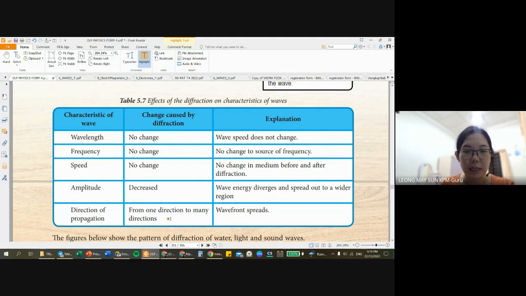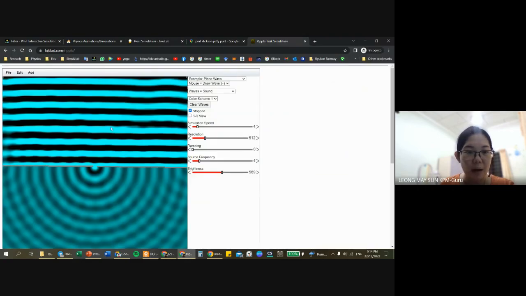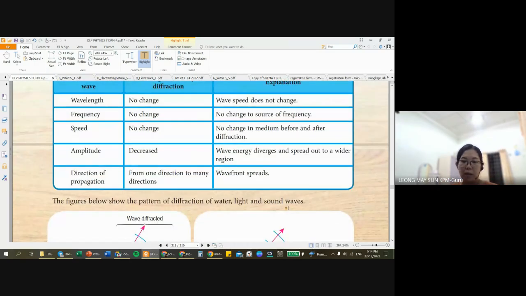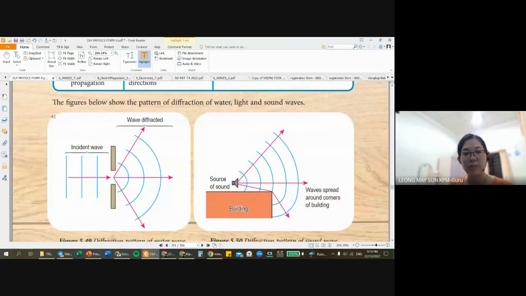The direction of propagation is actually from one direction to many directions. Initially it's moving downwards. Right now it's moving downwards and moving towards the side. It's spreading out all over the place. So in this situation, because the wavefronts have spread, this is a diffraction pattern.